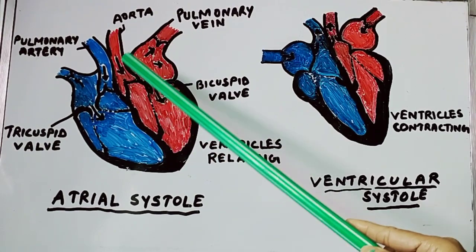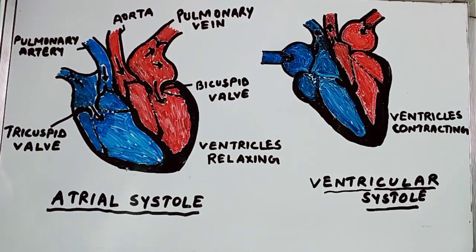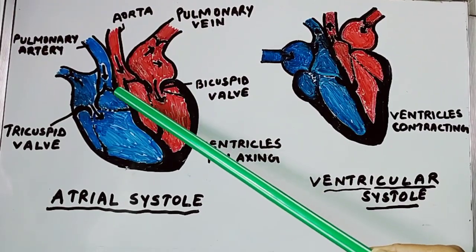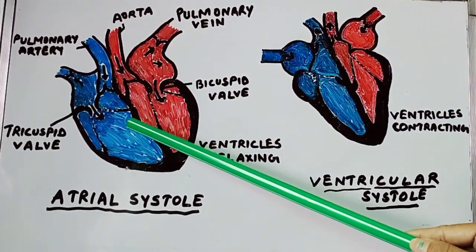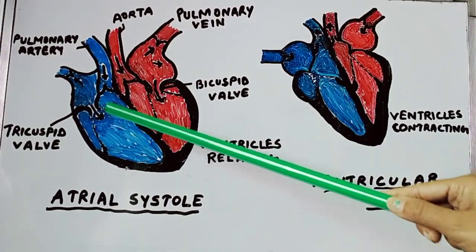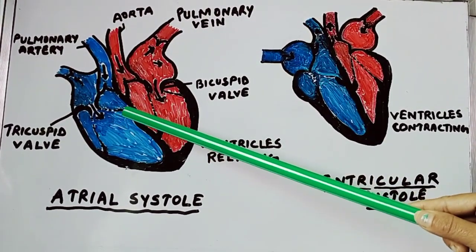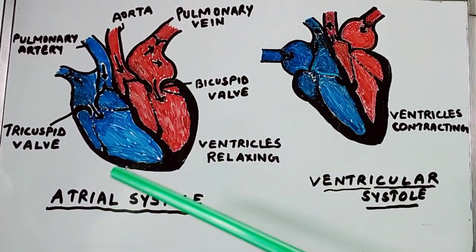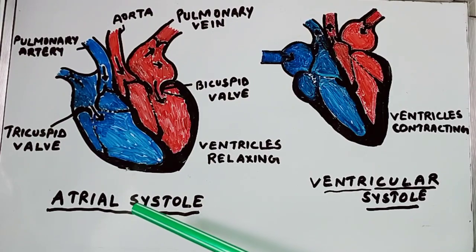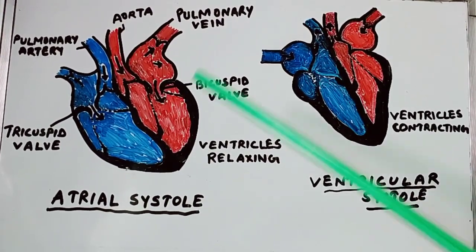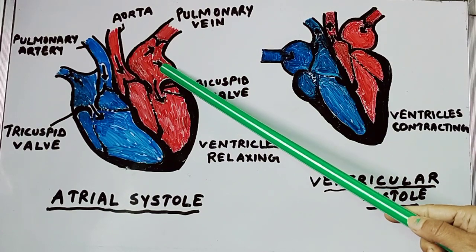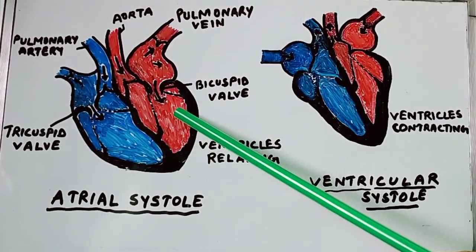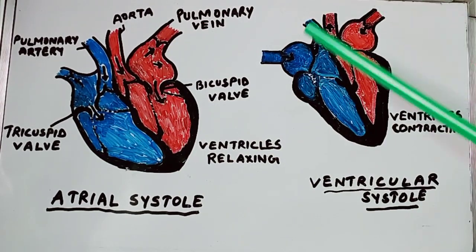Now, closure of these valves produces the heart sound called tup. And this closing of the valve indicates that the flow of blood is only from the auricles to the ventricles, but not passing into the blood vessels. Now this phase is called auricular systole or atrial systole. It is also known as ventricular diastole. That means when auricles are contracting, which chambers are undergoing relaxation? That is the ventricles.